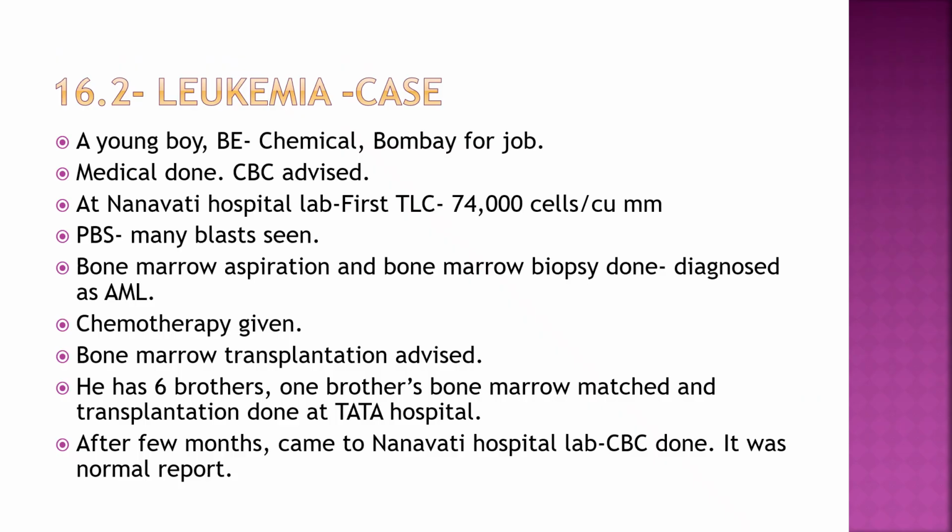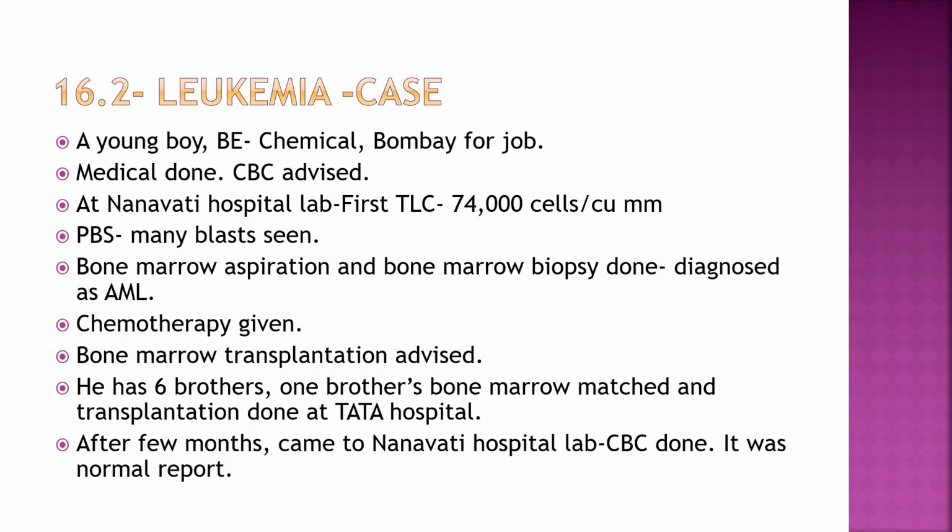Now let's see one case of why CBC parameters are so important. A young boy, he's a B.Chem, came to Bombay for a job. So a medical examination was done and CBC advised. He came to the Nanavati hospital lab and the CBC was done. In that, the first CBC count, that is the total WBC count, was 74,000 cells per cubic millimeter. Then the peripheral blood smear report was done, and in that many blast cells were seen.